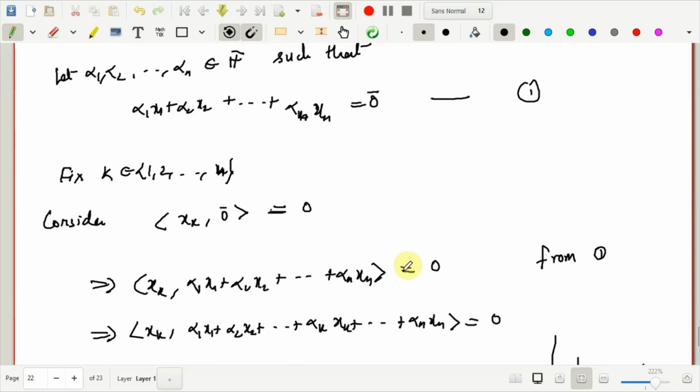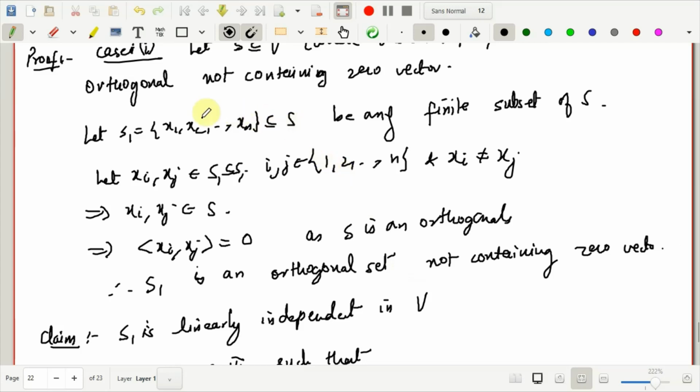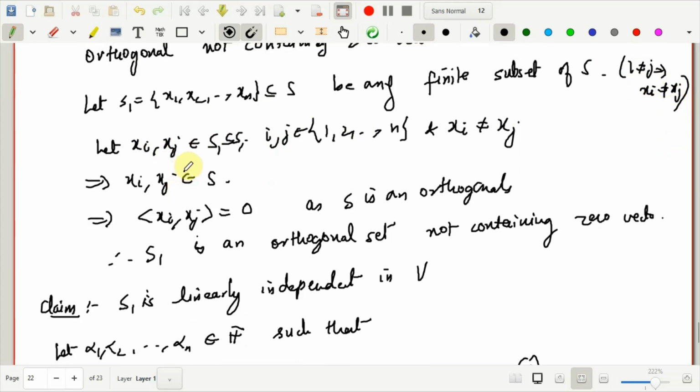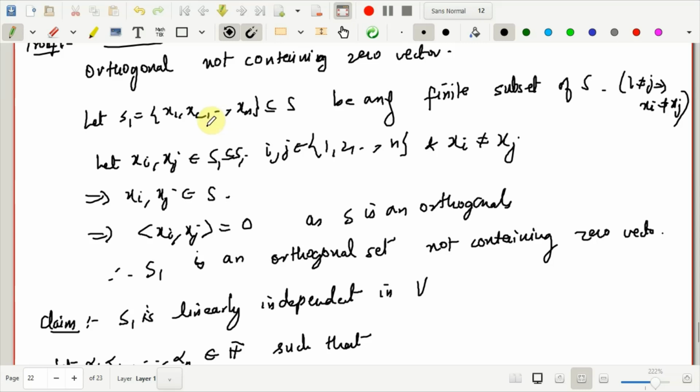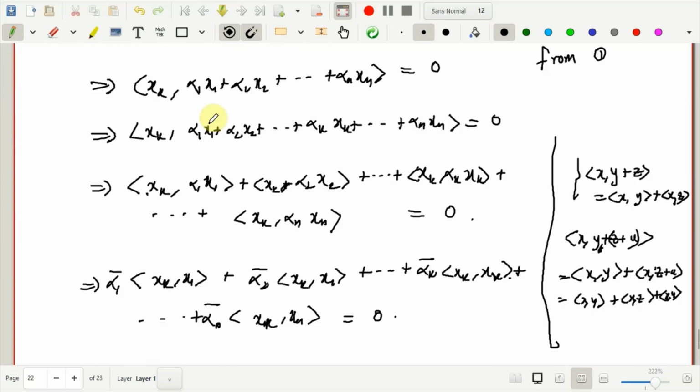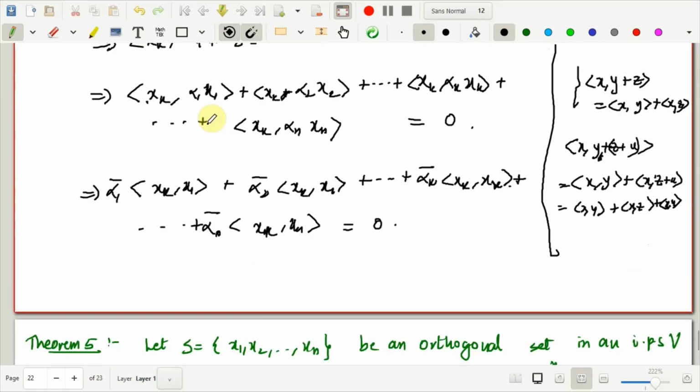By the way, I just want to make one change here. See, when I say that this is a subset of S, here I consider all the distinct elements. For i not same as j, xi is different from xj. Okay, so I'll make that change: i not equal to j implies xi not equal to xj, because repeating the same element in a finite set doesn't make sense. Okay, so that can be generalized.